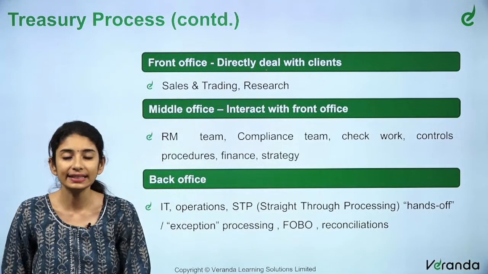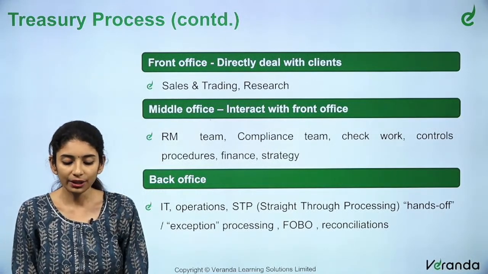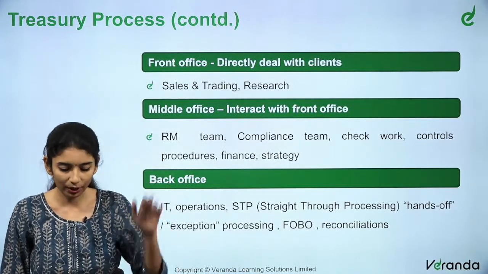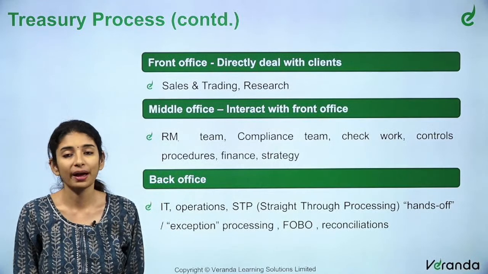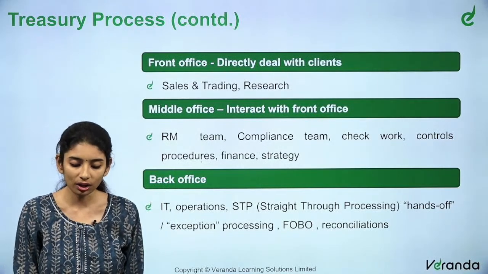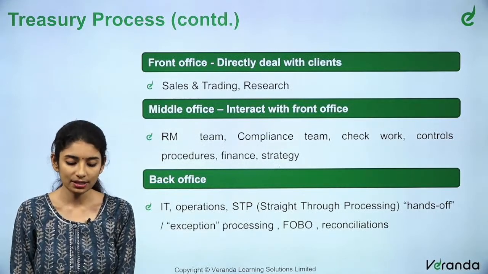Front office directly deals with the clients. They do some sales and trading, research and all of that. Middle office interacts with the front office and back office. This consists of the risk management team and the compliance team. They check the work, controls, procedures, finances and help in implementing the strategies.